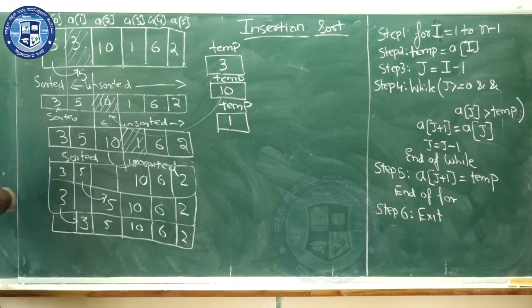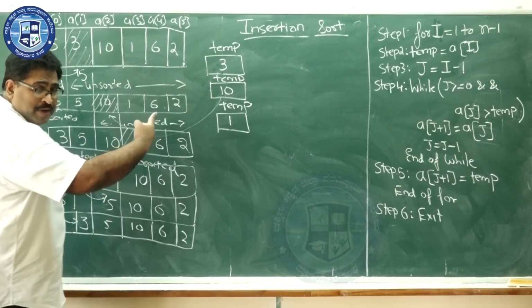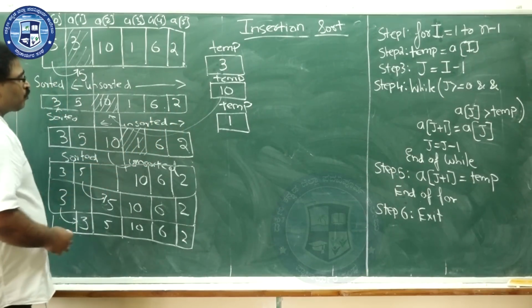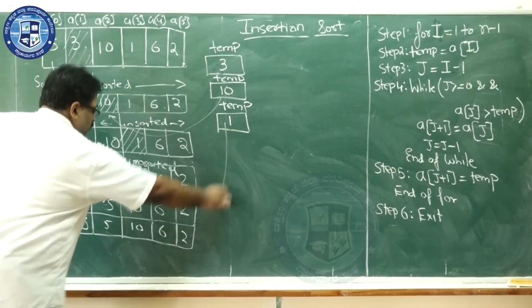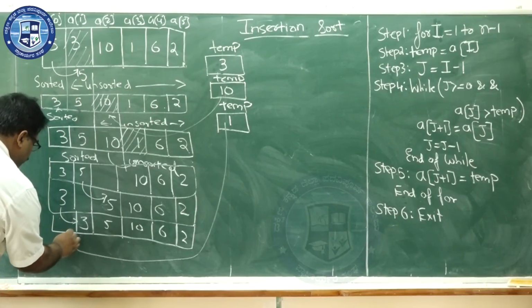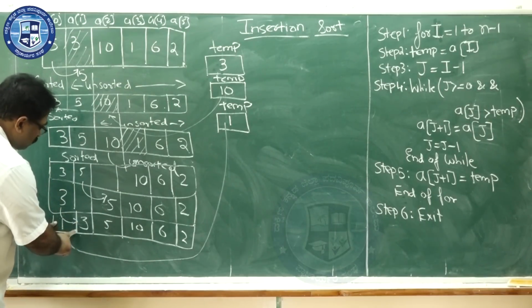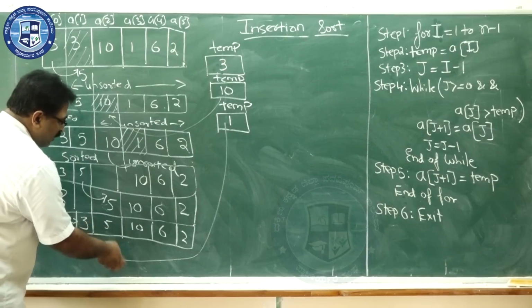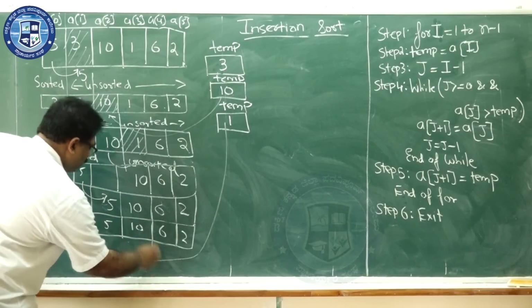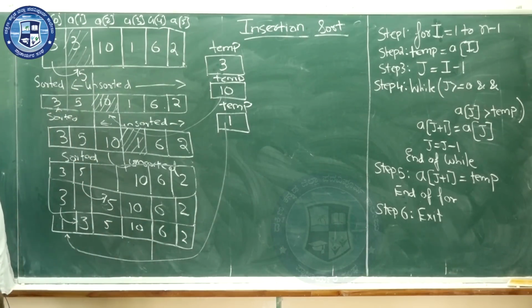Do you have any element other than 3 to be compared with 1? No. So what we do is this value we put down over here. So this will be 1. So now we have 1, 3, 5, 10. That means this is a sorted list. This becomes your sorted list, right?